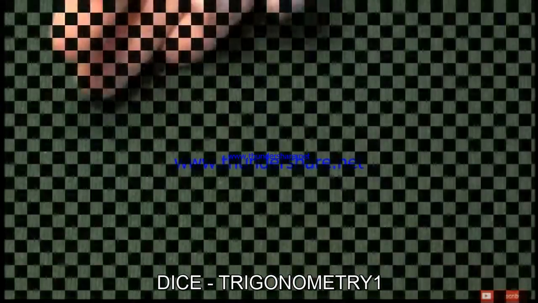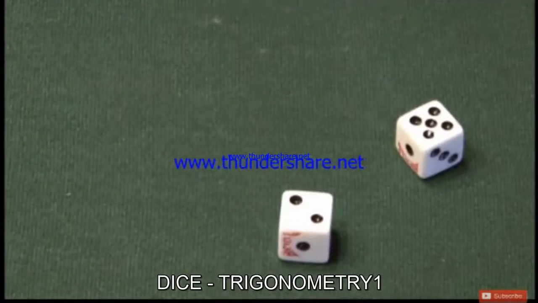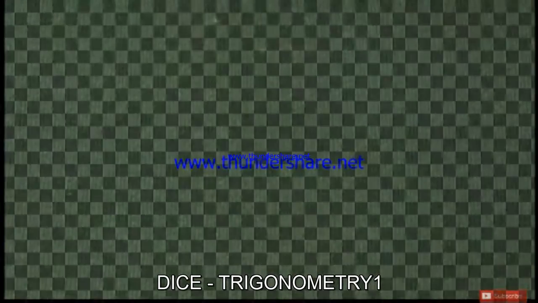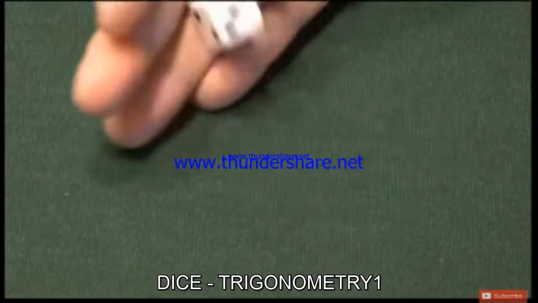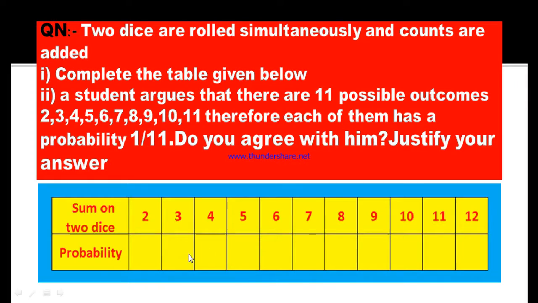Here I have 2 dice in my hand and I am rolling them at the same time. If I roll, I got 2 and 5 as scores on their faces. In order to solve this problem, you have to add both the scores so that you can find the probability of each of the cases. Now let us solve this question.